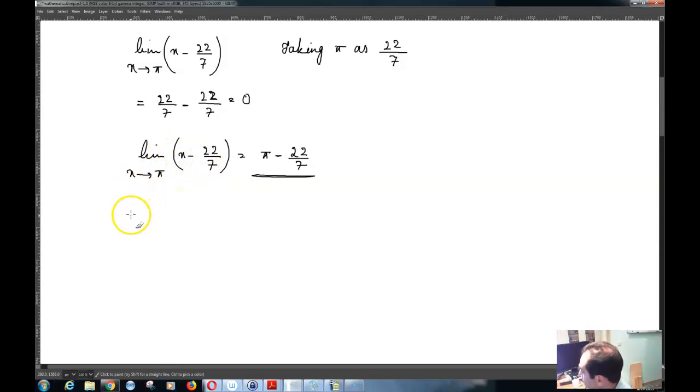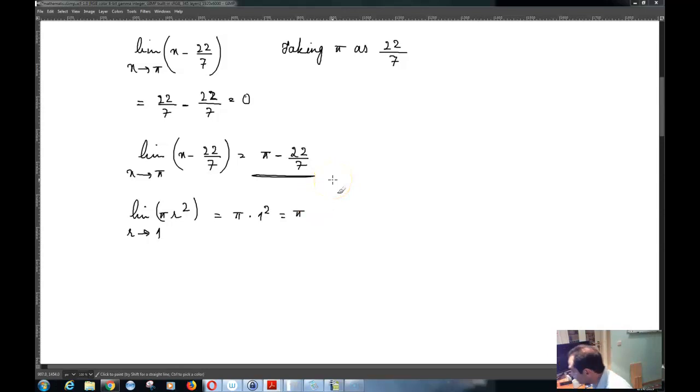Now suppose that you have the limit of pi r squared when r tends to 1. So again, you can evaluate this function at r is equal to 1, which would be pi times 1 squared, which is equal to pi.